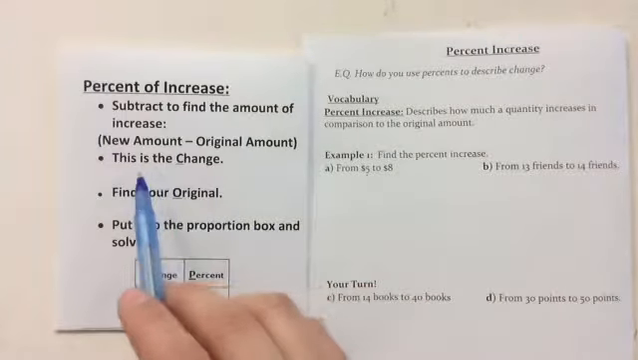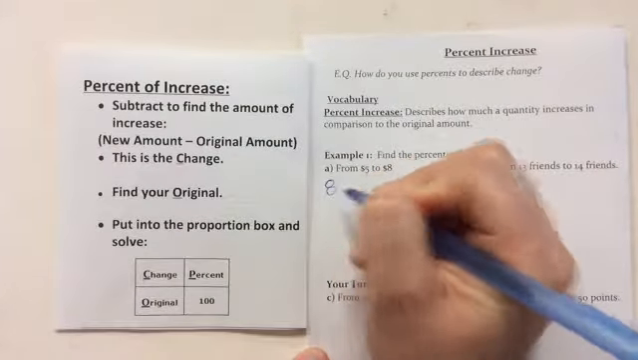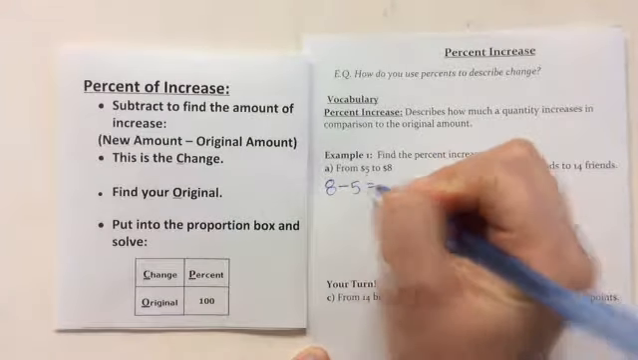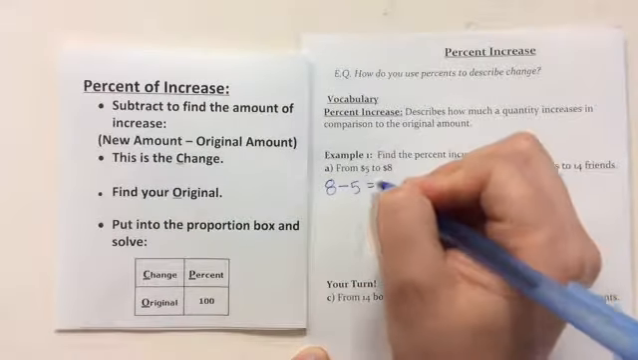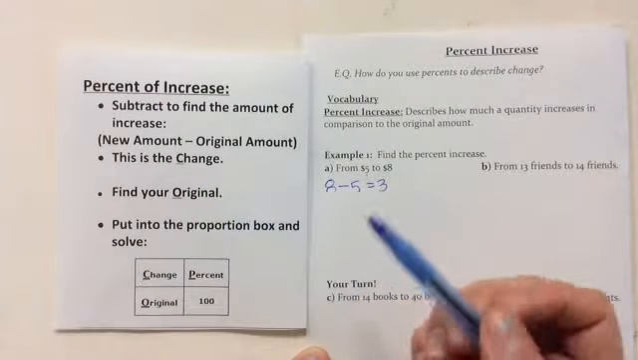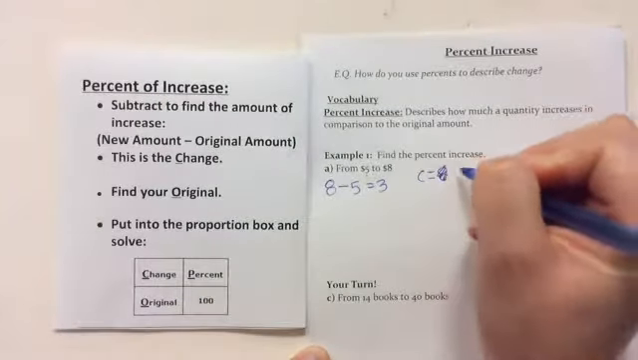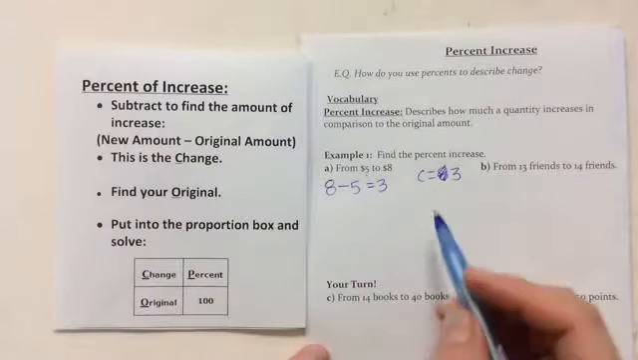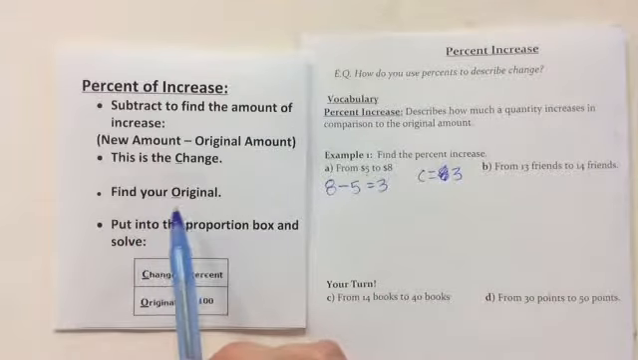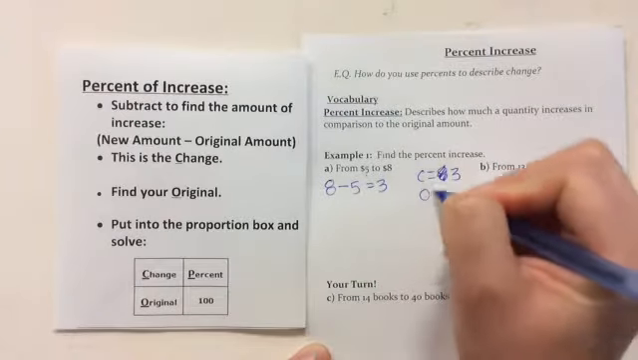What was the new amount in here? Now you have $8. But what was your original amount that you had? $5. And you subtract those. 8 minus 5 is going to give you 3, and that's going to represent the change that occurred from 5 to 8. So the change is equal to 3. Now we're going to find your original. What was the original amount that you had? It was 5. Originally you had $5.